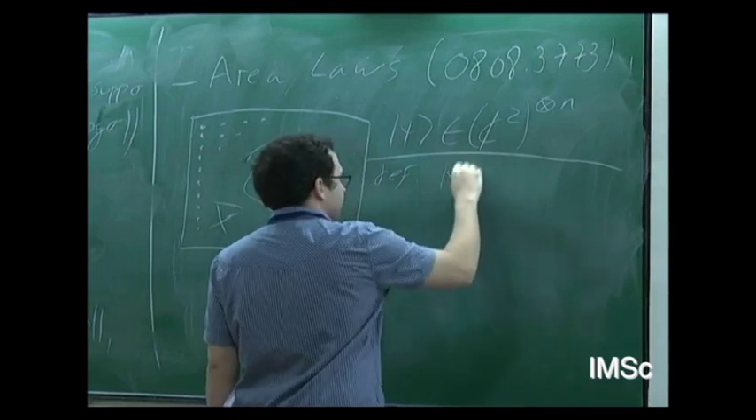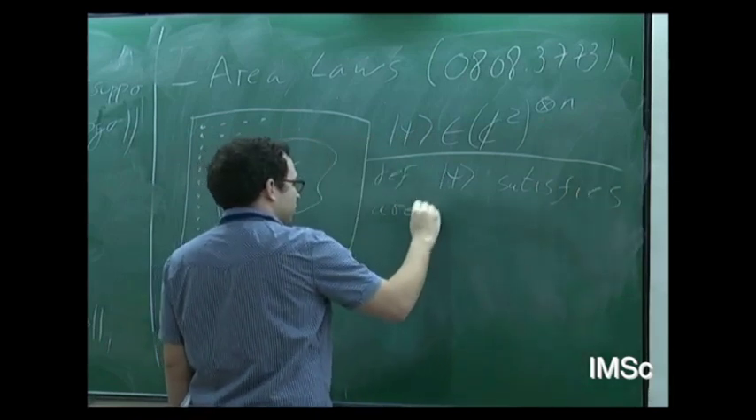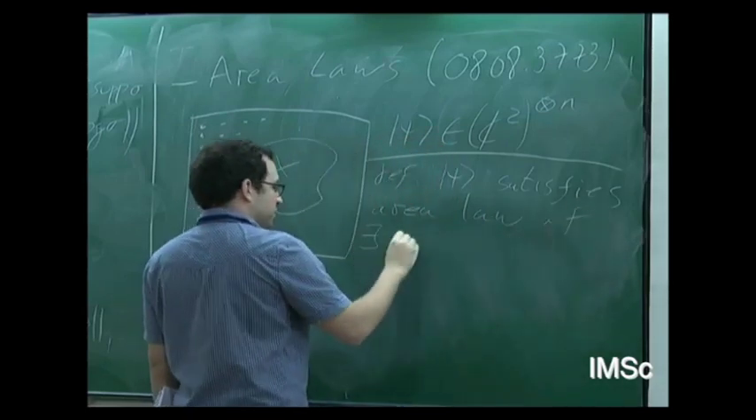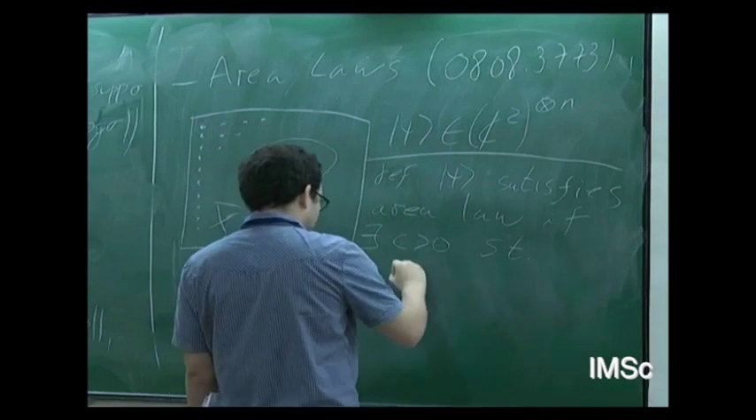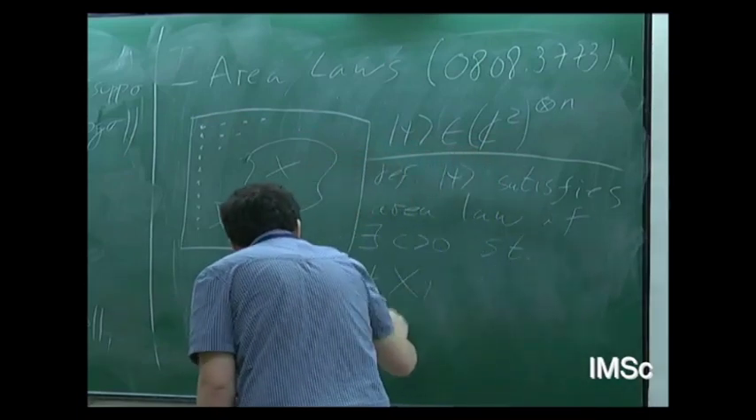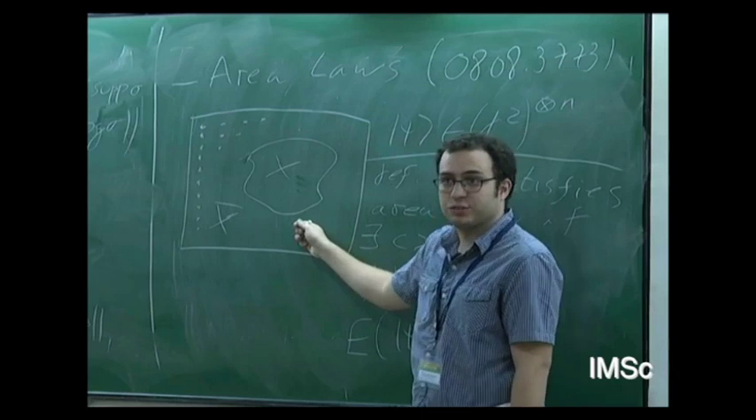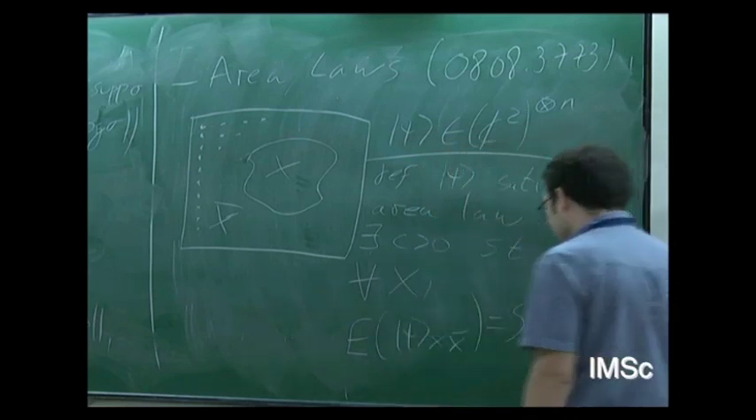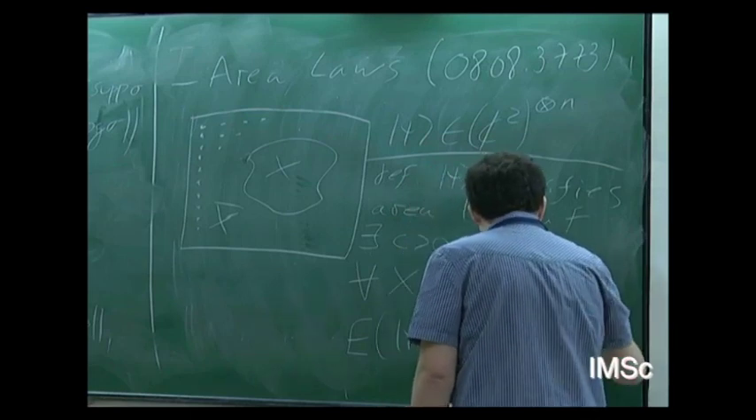Now, what's the definition? We say that psi satisfies the area law if we can find some constant. So there exists some positive constant such that for all regions x, it doesn't matter how we choose x, as long as it's connected, the following holds true. The entanglement entropy of psi x with the complement, so this is the amount of entanglement of x with the rest of the lattice. This we just saw, this is equal to the amount of entropy in the region x, and this should be smaller than some constant times the area of x, or the perimeter of x.